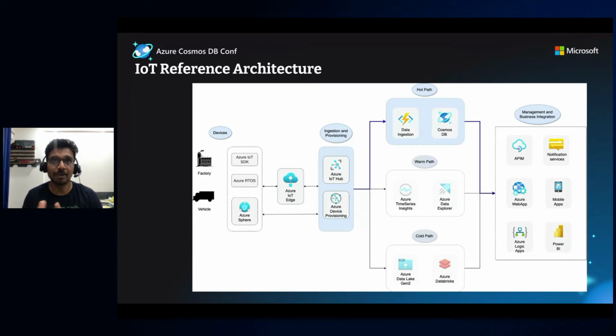So in a nutshell, we have seen a typical IoT reference architecture, which consists of three layers: devices on the left side, data ingestion, where we have hot path, warm path, and cold path, and then the data reporting and data visualization layer on the right side. The session is going to focus on how we can build the hot path pipeline, and how we can leverage Cosmos DB to store the time series data which is being pumped from the IoT devices in the field.